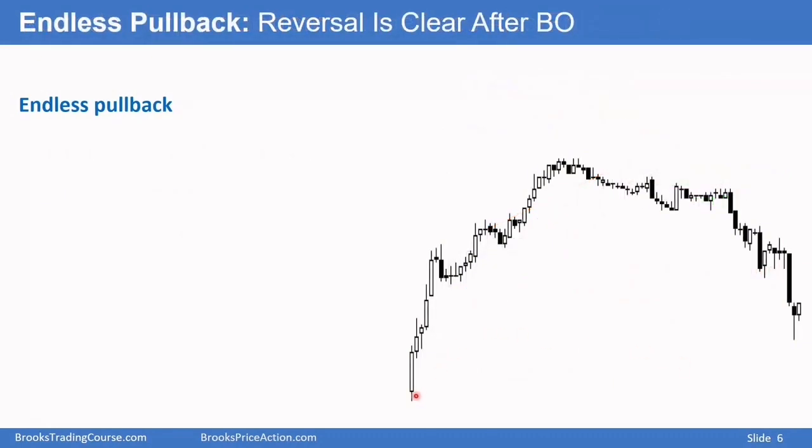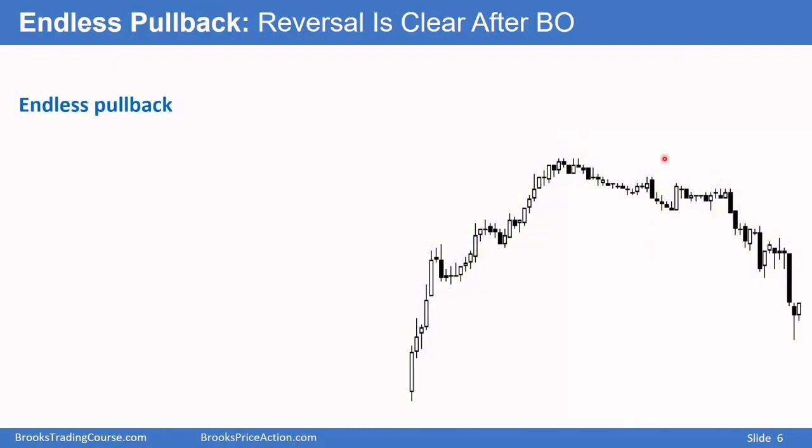Another endless pullback. Very strong bull breakout, and then a pullback. So now a channel. And then we're starting to pull back. It's still a pullback, a bull flag. More likely we're going higher. But at some point, after 10 or 20 bars, I start to call it an endless pullback. And once you have an endless pullback, then the probability of trend resumption up falls to about 50%. The probability of a bear breakout and a reversal down is then 50%.